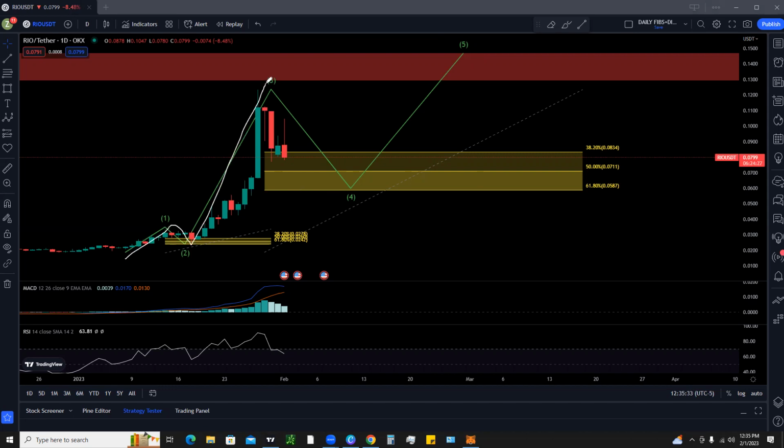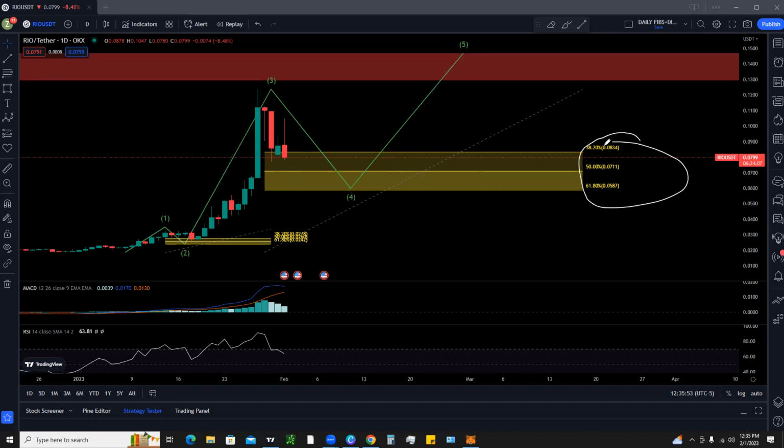So we have our 1 2 3 up. We're expecting some type of a pullback for wave 4. Now notice how our wave 2 pullback here, it didn't come all the way down to the 61.8% retracement level. So this wave 4 doesn't have to come all the way down to the 61.8, but if it does, we want to see it hold this level and be able to consolidate and push back up higher.